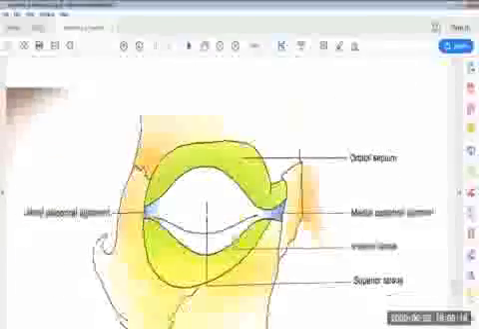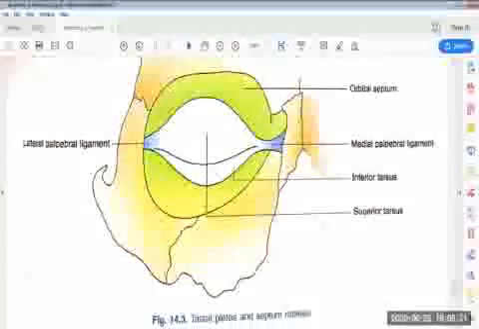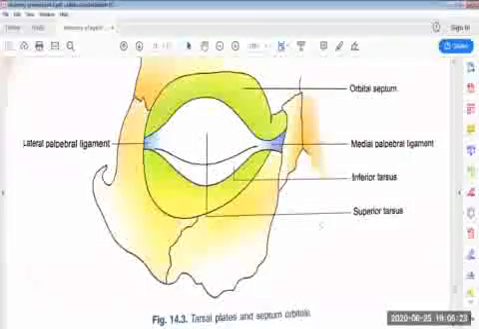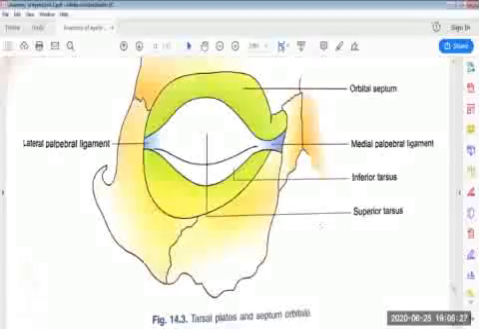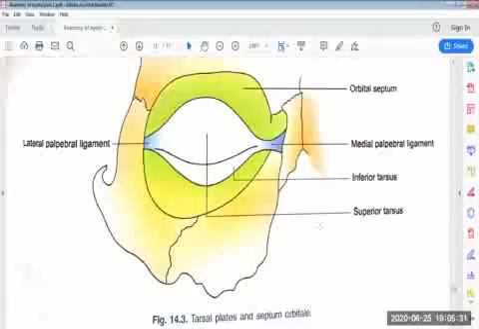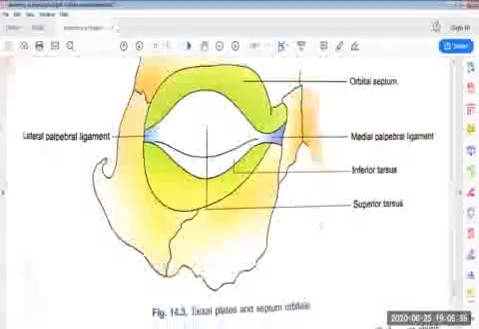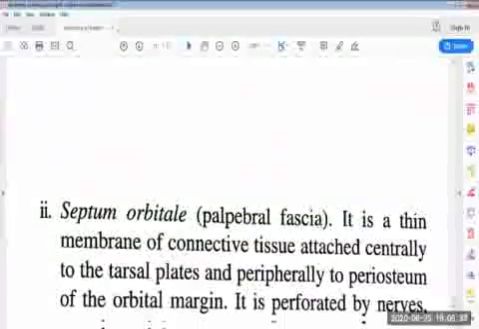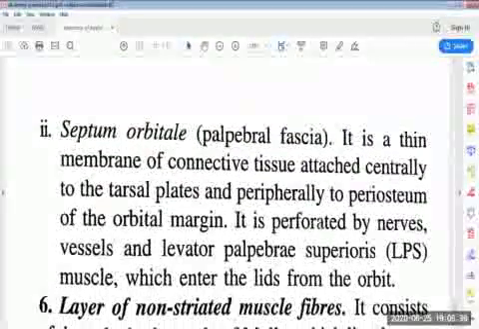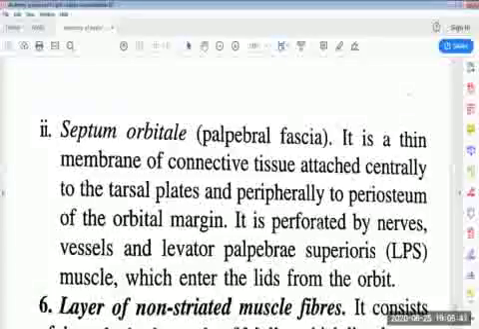Then in this image they have shown the tarsal plate and the septum orbitale. Okay, the inferior tarsus, superior tarsus, and on both sides they have shown the lateral palpebral ligament and the medial palpebral ligament. So the next part is the septum orbitale, which is also called the palpebral fascia.